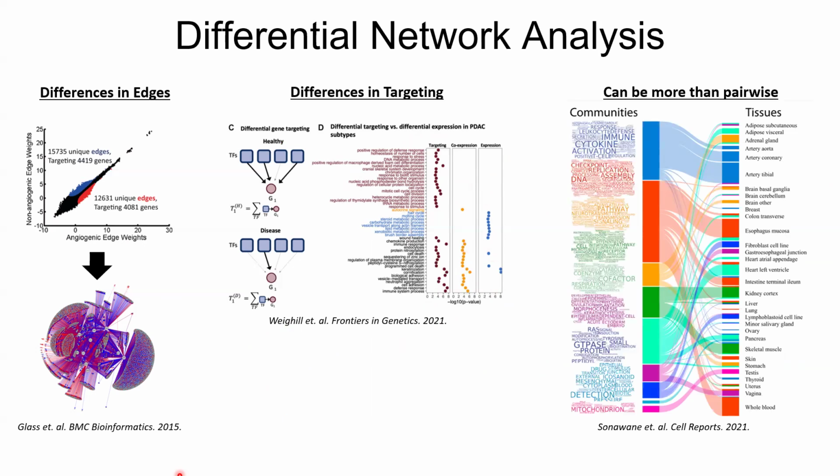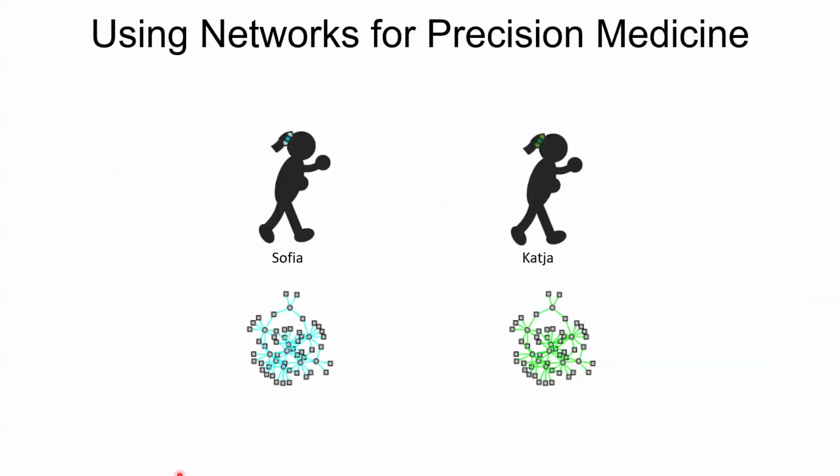This, for example, is a paper that came out in 2021, where we looked at differences between different networks from different tissues based on GTEx. And we saw that different types of biological processes were associated with different tissues. And we analyzed 38 different tissues, making a very, very complex map between biological processes that were differentially targeted in these tissues. Now, this is important because this leads us to the notion of using networks for precision medicine, right?